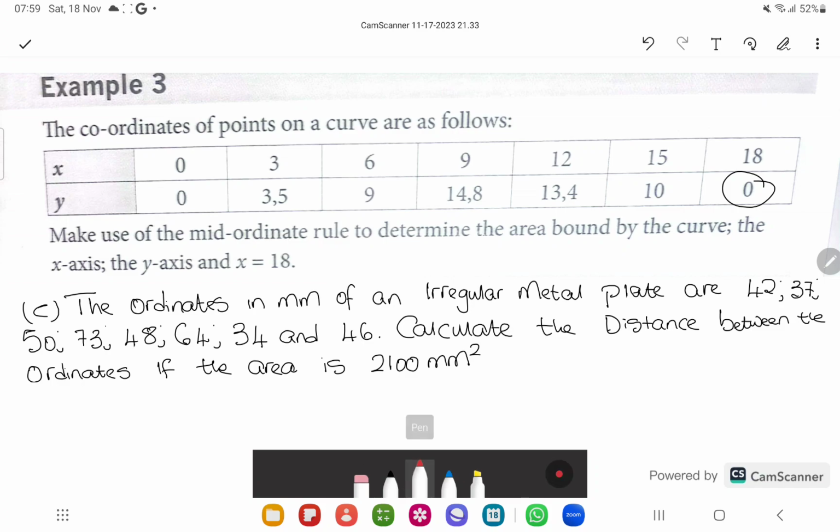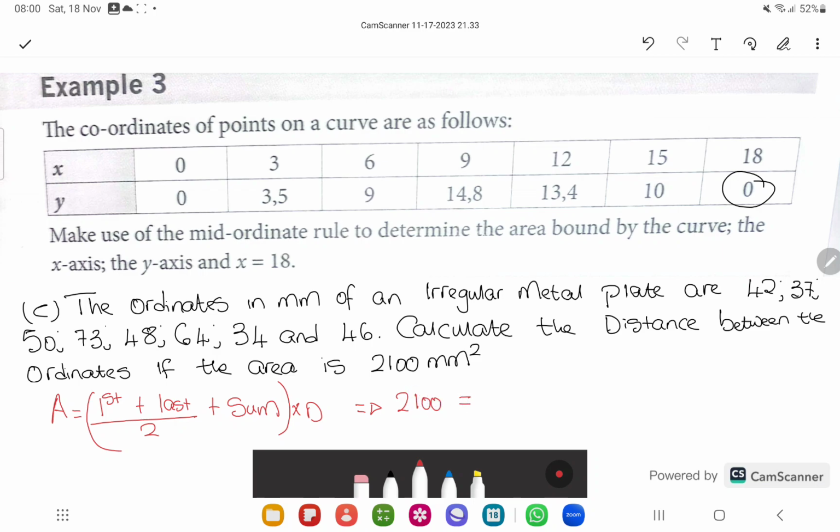We have the last question here. The question says the mid-ordinates in millimeters of a regular metal sheet are 42, 37 up until 46. Calculate the distance if the area is 2100. So this time around, we are given the area, then we need to get the distance. So now, as always, we're going to say the area is first plus last divided by 2 plus sum multiplied by the distance.